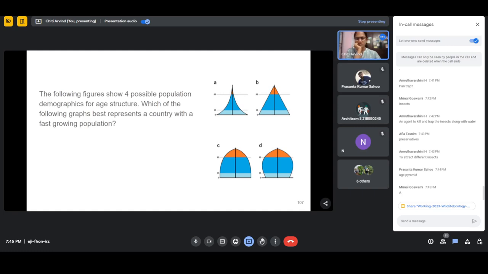Others, what do you feel? Right, so you have age on the y-axis, and you have a percentage or usually a ratio of males and females on the left and right side. So tell me, which of the following graphs best represents a country with a fast growing population? What do you expect in a fast growing population?